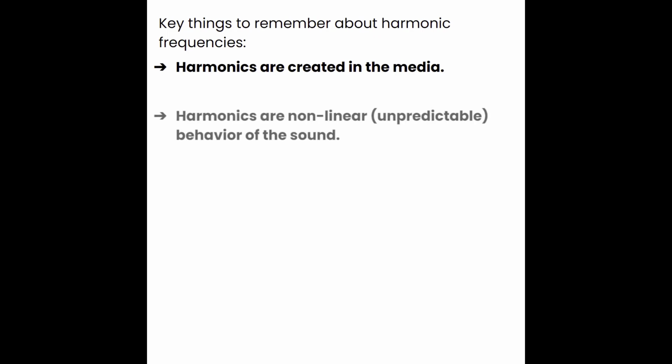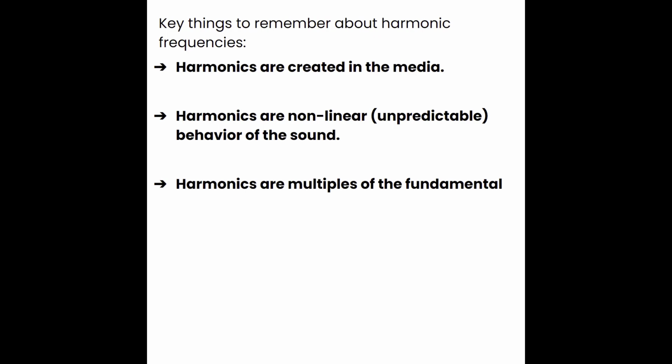Secondly, harmonics are non-linear or unpredictable. That faster and slower changes depending on the media it's going through. It changes depending on a lot of things. So there's really no predicting how the compressions are going to behave versus how the rarefactions are going to behave, but we know they're going to change speed. They're unpredictable.